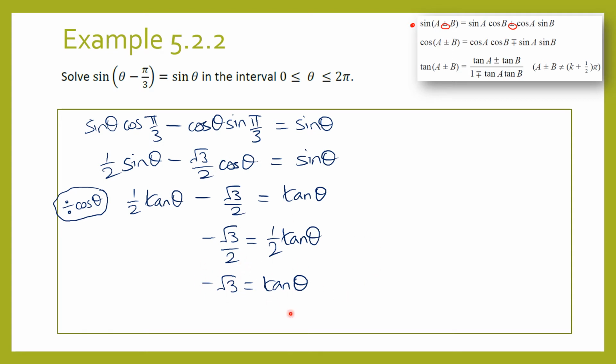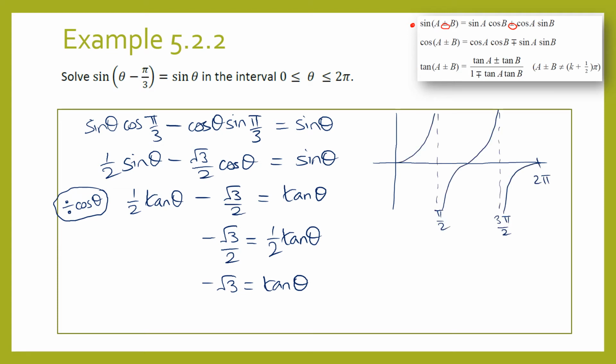So at this point I can do a quick sketch of the tan graph, and the question says 0 to 2 pi. Okay, there it is. It's a very rough sketch, but it will do the job. So tan theta equals negative root 3, which could be down here somewhere. So we're going to get that solution and that one as well. Remember, these solutions on the tan graph are always 180 degrees apart, or since we're working in radians here, they're going to be pi radians apart.